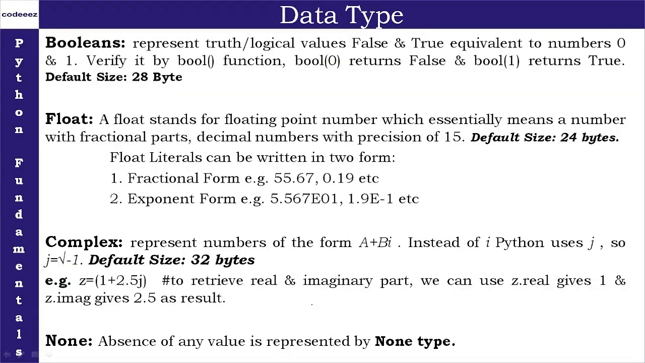Now the next data type is booleans. Booleans represent one of two values, that is true and false. That is, it is in the form of logical values. So if we talk about numbers, false is equivalent to 0 and true is equivalent to 1.